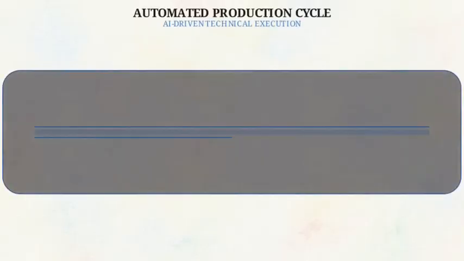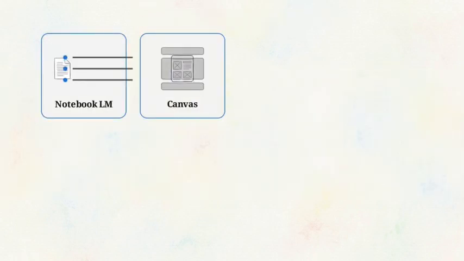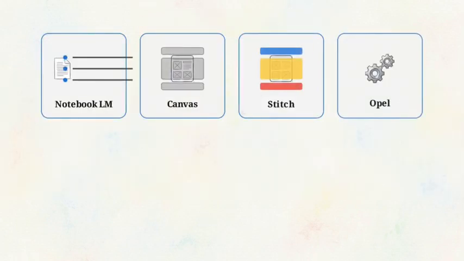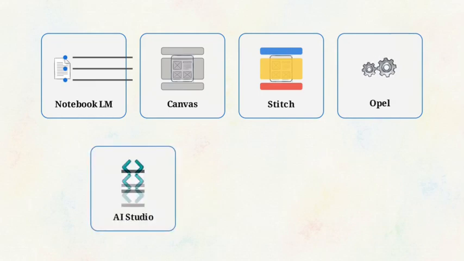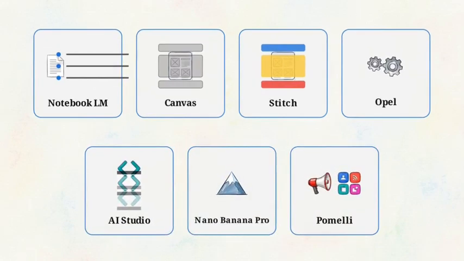We've moved from raw notes to a functional, marketed application by passing data through a deliberate sequence of specialized tools. This entire production cycle, from the first summary to the final promotional asset, was completed by leveraging AI to handle the technical execution. NotebookLM for summaries, Canvas for structuring, Stitch for UI design, Opal for automation, AI Studio for architecture, Nano Banana Pro for visuals, and Pomeli for marketing.